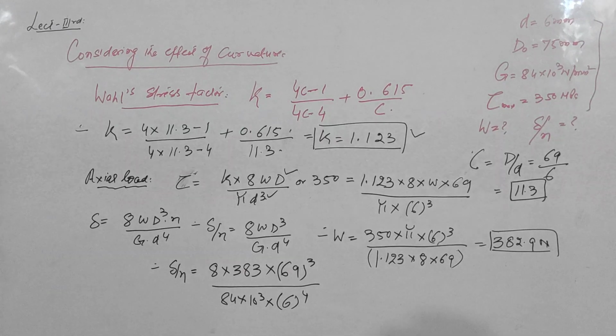So let us calculate this. Just see here: 8 into 383 into 69 raised to power 3 divided by 84 into 10 raised to power 3 into 6 raised to power 4.